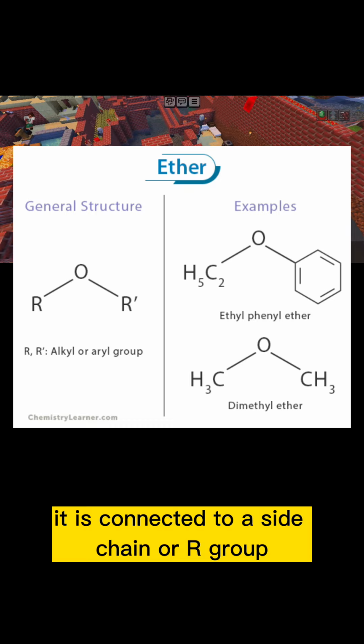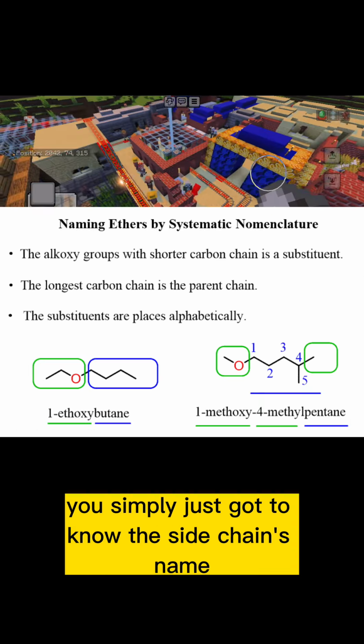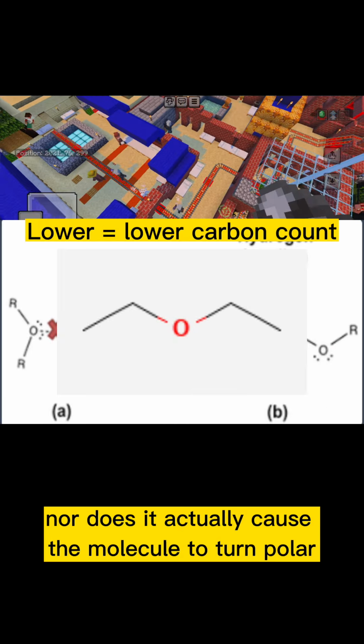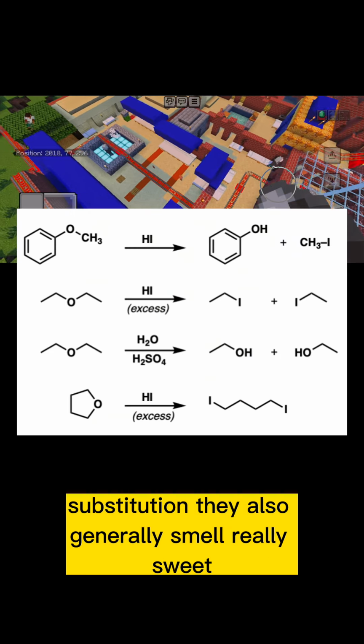This is an ether. It is connected to a side chain, or an R group, or an alkyl group, and also the main carbon chain. To name it, you simply just gotta know the side chain's name and then you end it with an oxy. It can't conduct hydrogen bonding, nor does it actually cause the molecule to turn polar unless it's a lower ether. They are generally unreactive, making them ideal solvents. The only way to break one is through electrophilic substitution. They also generally smell really sweet.